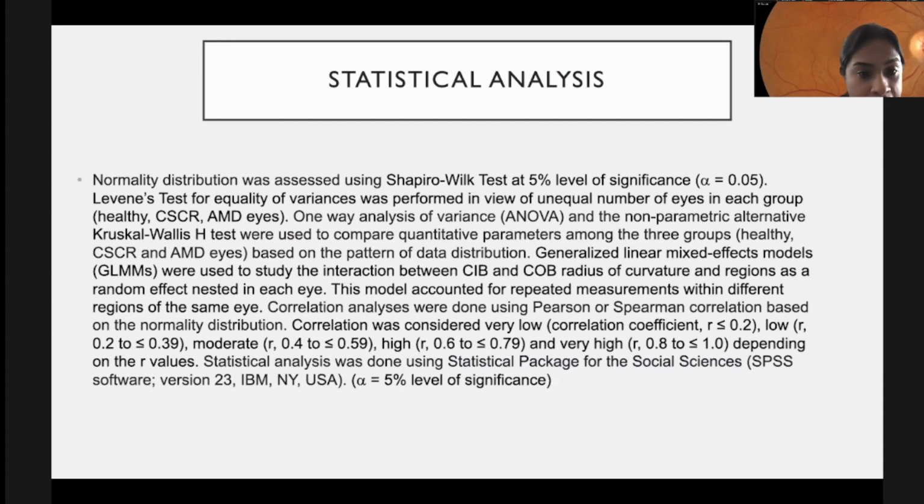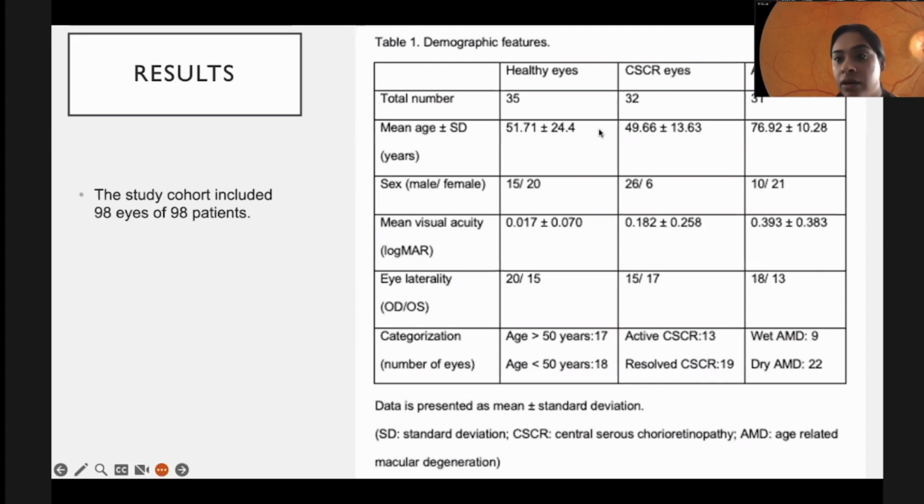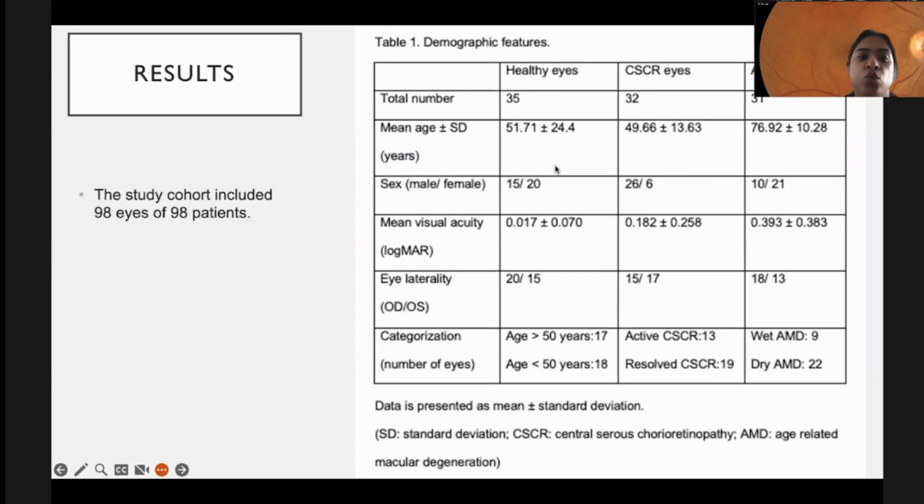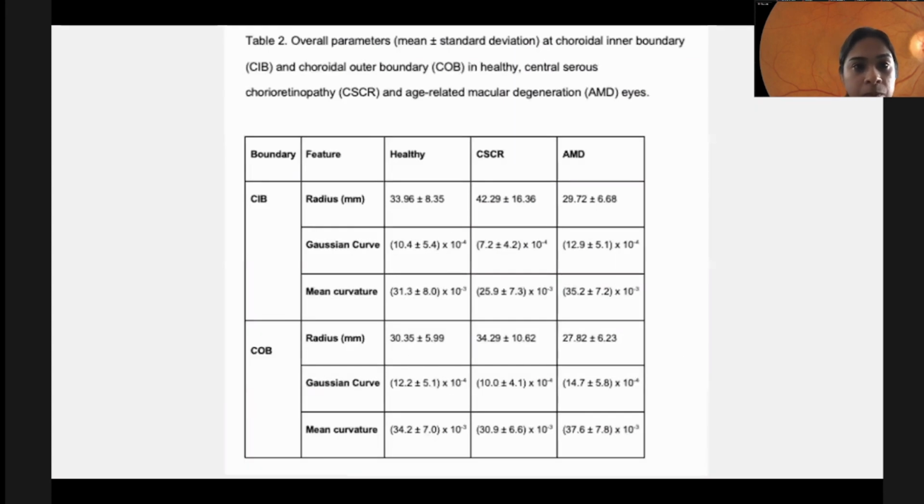We did the statistical analysis. Broadly speaking, we used generalized linear mixed models to study interaction between choroidal inner boundary and choroidal outer boundary radius of curvature. These are our results. So we had a total of 98 eyes of 98 patients, and they were divided between healthy, CSR, and AMD eyes. These are the demographic features.